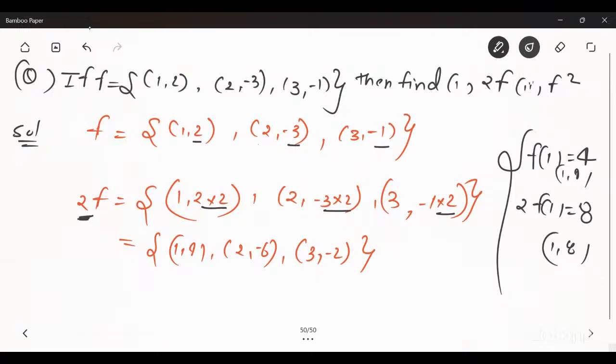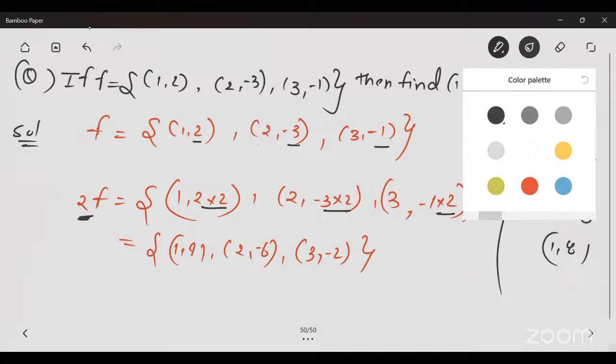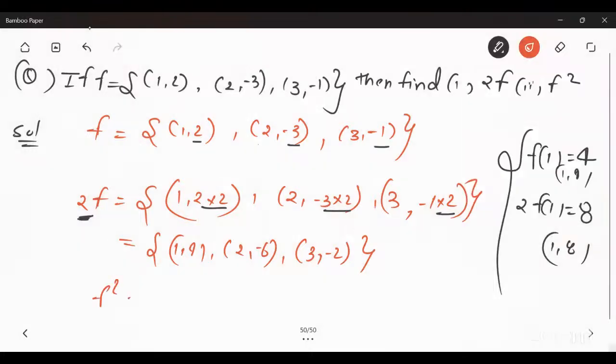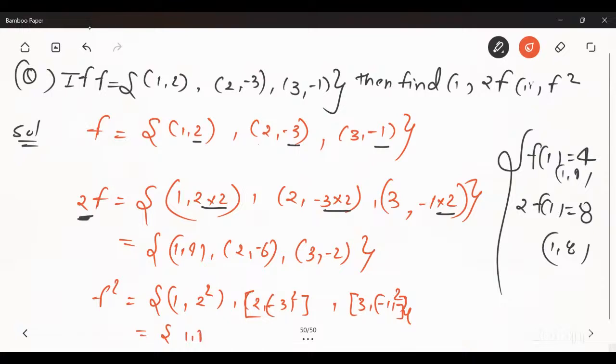Okay. Now second is f square. For f square we have to square the second term. So f square is equal to (1, 2 square), (2, minus 3 whole square), (3, minus 1 whole square). So what will you get? (1, 4), (2, 9), (3, 1).